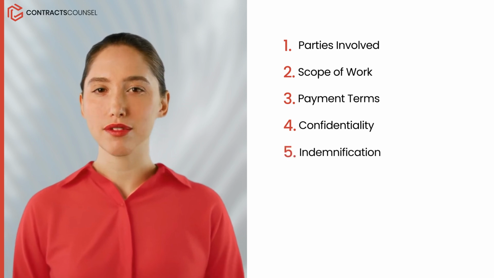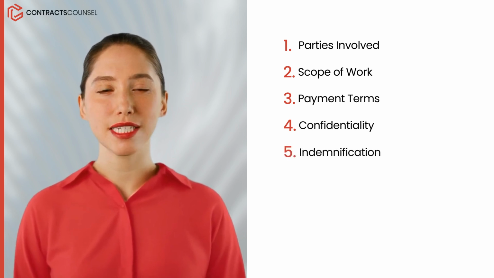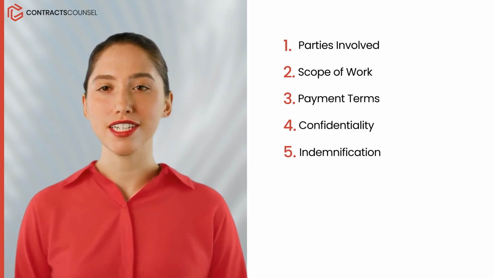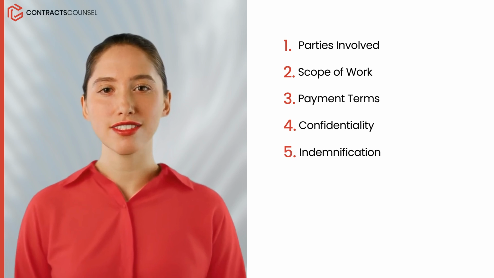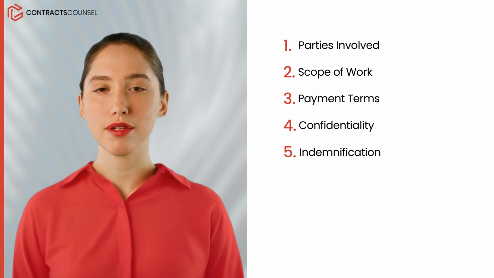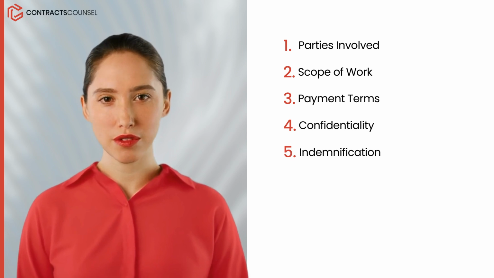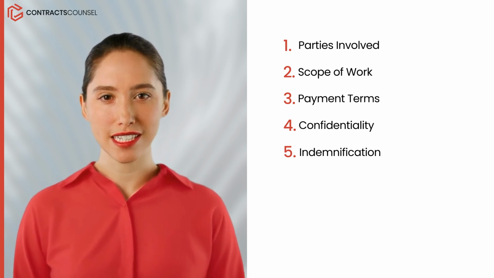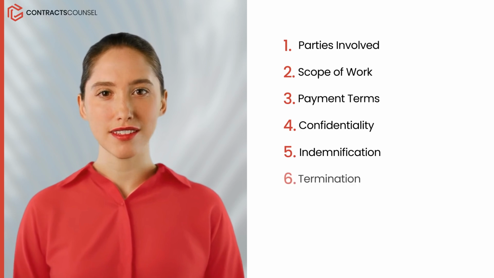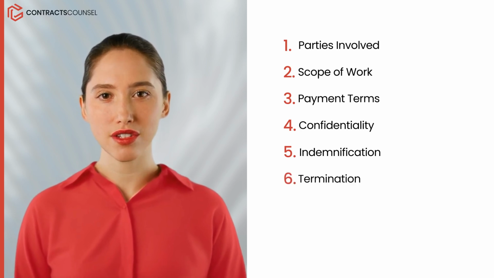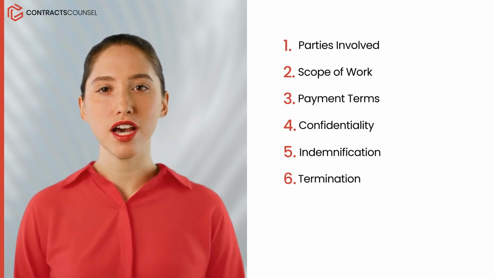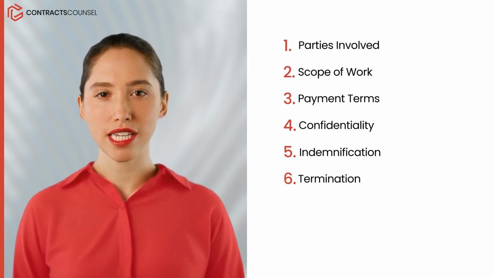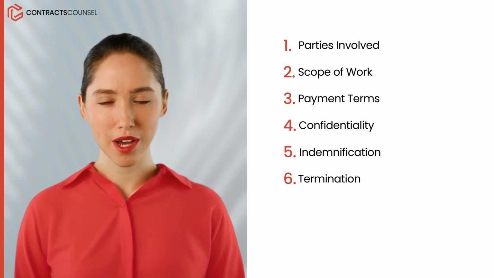5. Indemnification. Many contracts have indemnification clauses. Find and understand the indemnification clause, which outlines liability and protection in case of losses or damages. In summary, this will detail who is responsible for compensation if the contract leads to losses. 6. Termination. Nearly all contracts will address how to get out of the contract. Review the conditions under which the contract can be terminated by either party, including any required notice periods.